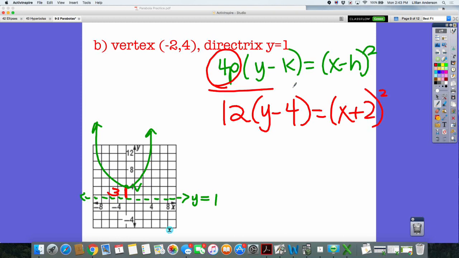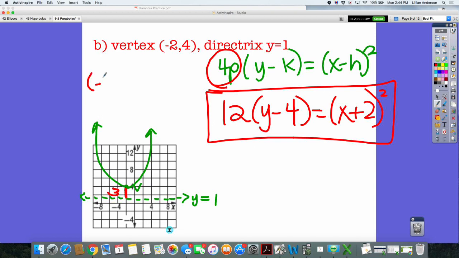That's our equation. Now you can find the focus. We don't need it, but we could. It's 3 away from the vertex. So if the vertex is located at -2, 4, my focus is going to be at -2, 7.